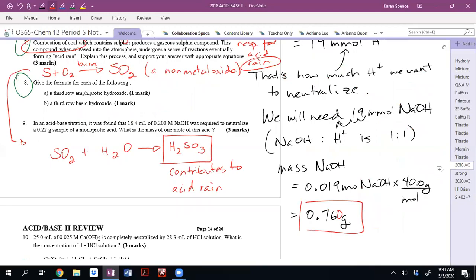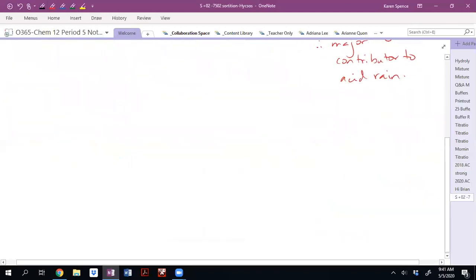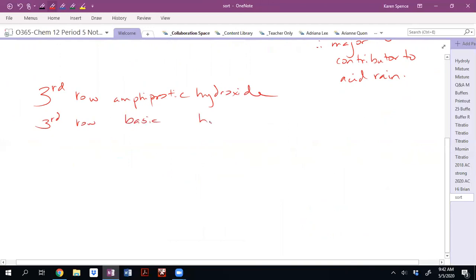Number 8. Okay, a third row amphiprotic hydroxide and a third row basic hydroxide. Okay, let's go here. So we want a third row amphiprotic hydroxide, and we want a third row basic hydroxide. Now, when we talk about wanting a hydroxide, we're going to want something with OH.